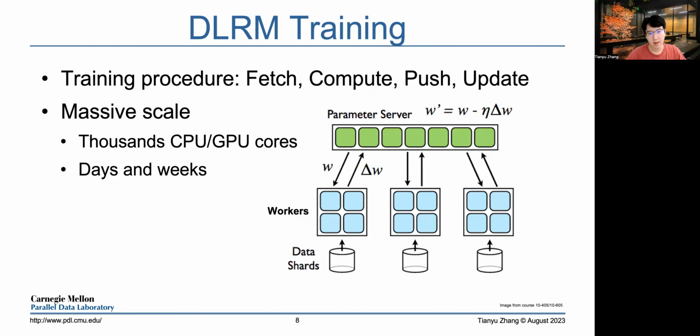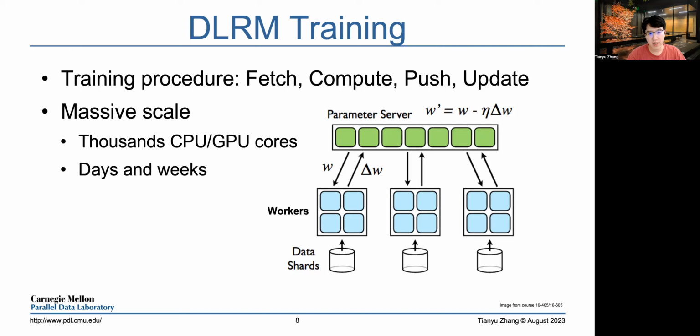To actually train such a model, people usually employ the parameter server paradigm, where we have a set of parameter servers that operate in a model parallel fashion, and a set of workers that operate in a data parallel fashion. In a single training iteration, the worker ingests data from data shards. These could just be click logs.